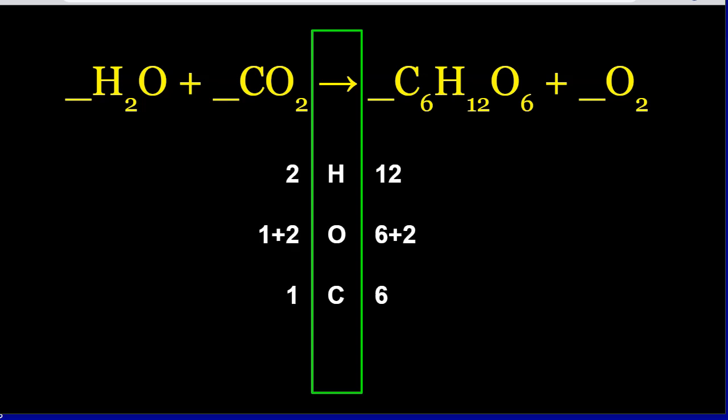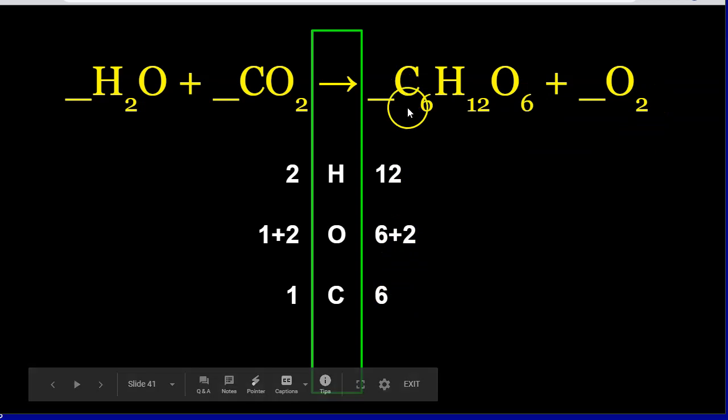Next we add, so we've done split, list, now we're going to add. So we're going to add up the elements on both sides of the equation. So we look across here, we have 2 hydrogens, we have 1 plus 2 oxygens, and 1 carbon. Notice that I do not want you to write 3 right here. I want you to write 1 plus 2. What this does is it will remind you that you have oxygen in the water and also oxygen in the carbon dioxide. Let's look at the other side of the equation. Right here we see 12 hydrogens, 6 plus 2 oxygens, and 6 carbons.